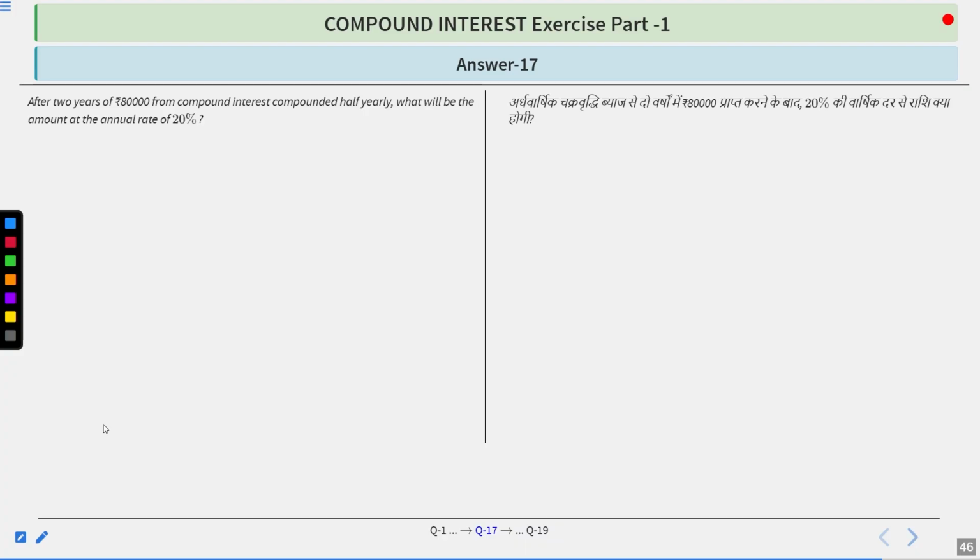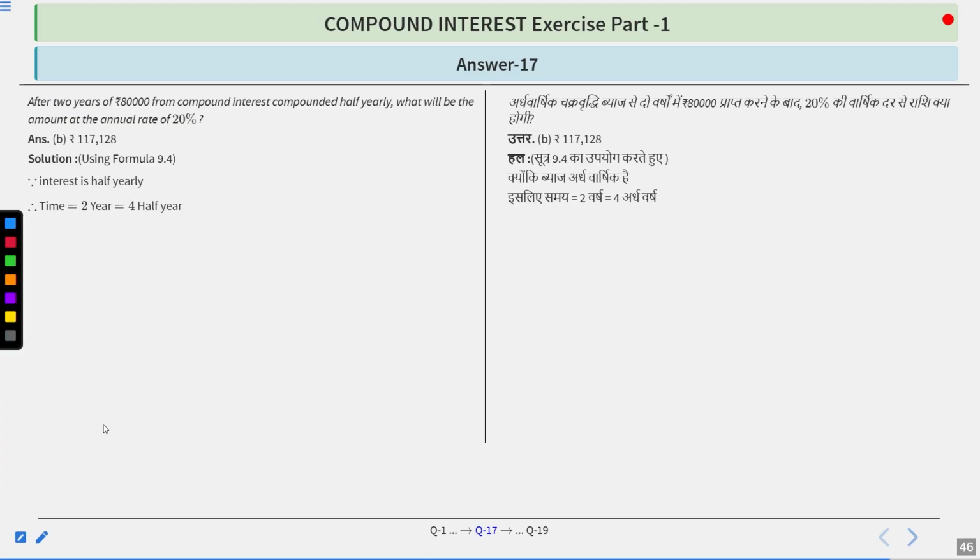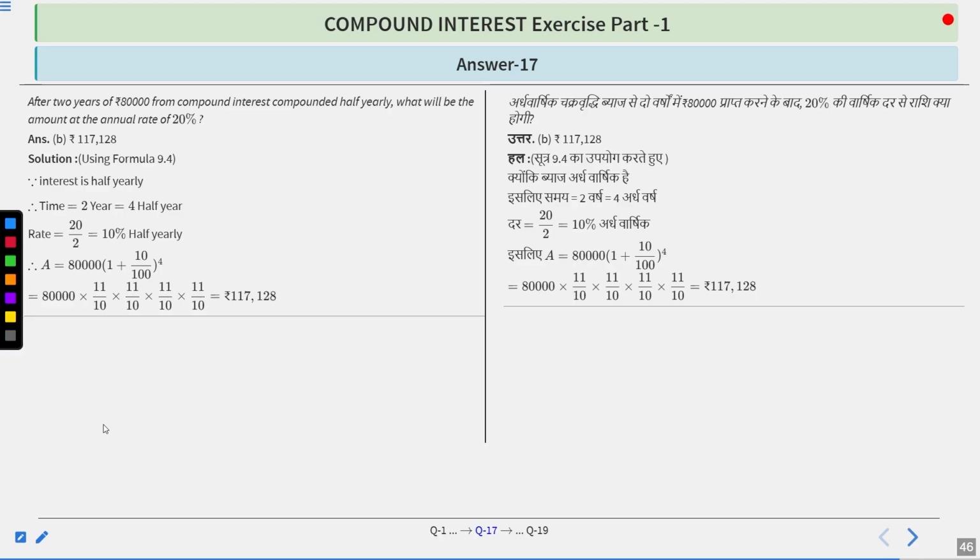Now, the answer to this question is option B, rupees 1,17,128, and we are going to use formula 9.4 to solve this question. Because interest is half yearly, time that was 2 years is equal to 4 half years, and rate that was 20% becomes half, that is 10% half yearly. Therefore, amount is equal to 80,000 into 1 plus rate is 10 upon 100 and time is 4, so power 4. That is equal to 80,000 into 1 plus 10 upon 100 is 11 upon 10, power is 4.